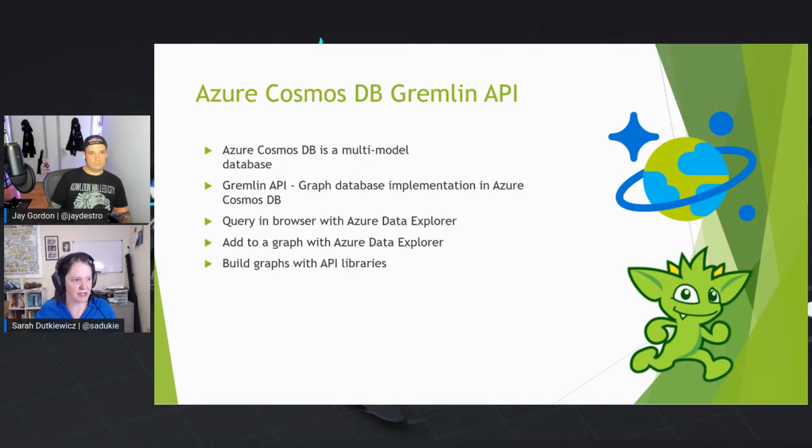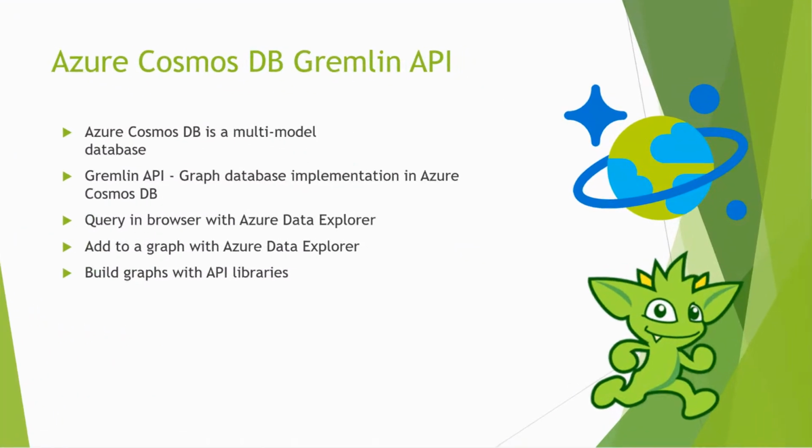All right, so Azure Cosmos DB Gremlin API. Well, here you know that Azure Cosmos DB is already a multi-model database. The Gremlin API is that graph database implementation. So you've got your column store, that's Cassandra. You've got your document DB, that's the API for MongoDB. You have the Gremlin API. You have the table API. And then, of course, the core SQL API. Gremlin API is your graph.